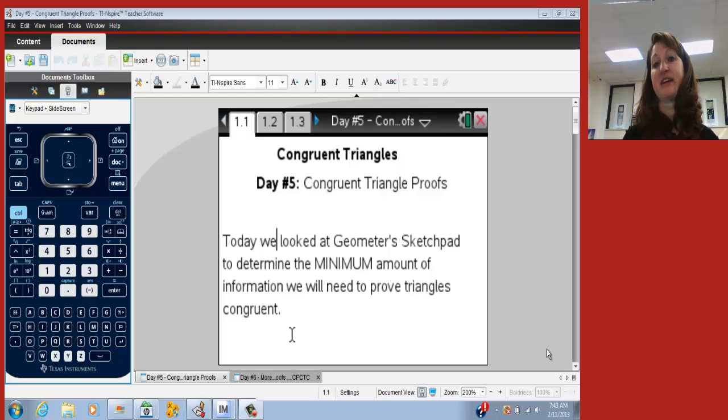Hi, our Day 5 lesson actually started in class today. We took a look at Geometer Sketchpad, which is just another program that we can use in geometry, and we tried to figure out what was the minimum amount of information that we could use in order to prove triangles congruent. Again, we don't want to always have to show that we have 3 pairs of sides that are congruent and 3 pairs of angles that are congruent in every single proof that we do.